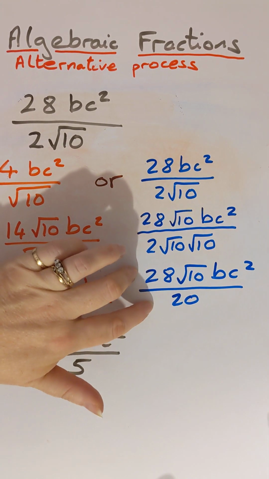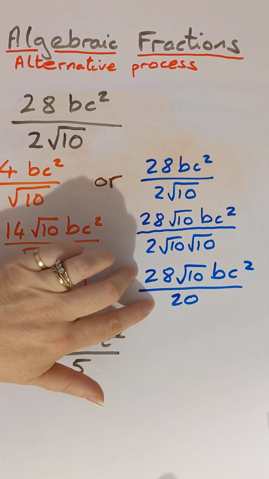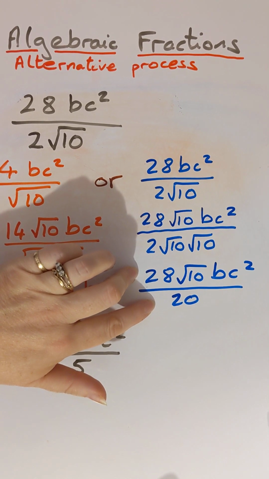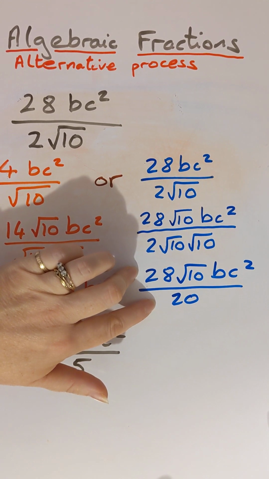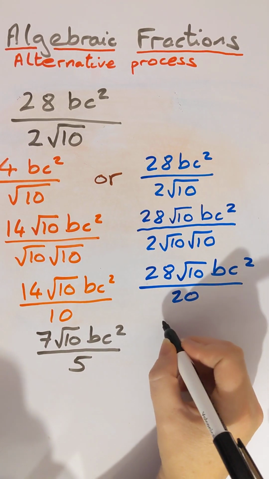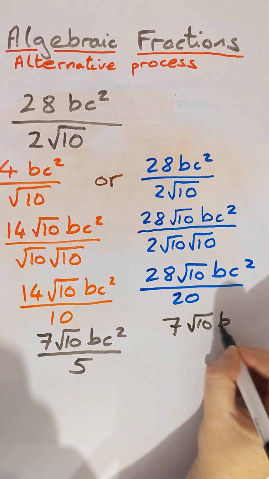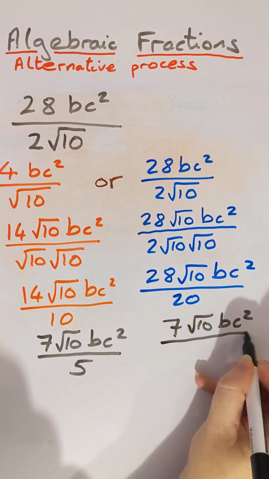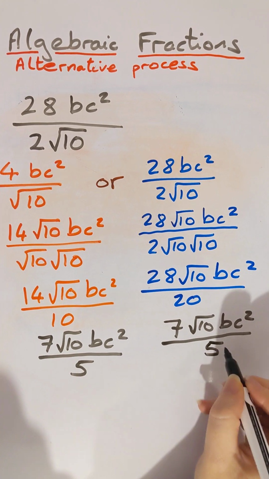Now in this one, I could divide by 2, but I can divide by 4 as well. So rather than do 2 and then 2 again, I'm going to go straight to the 4. So 28 divided by 4 is 7. Root 10 bc squared over 20 divided by 4 is 5.